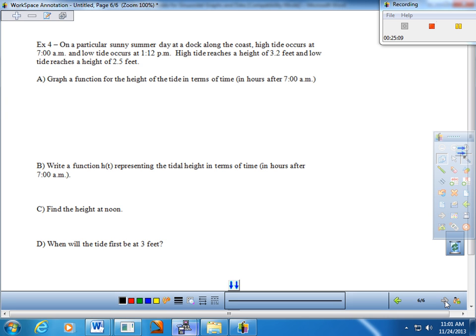Example 4. On a particular sunny summer day at a dock along the coast, high tide occurs at 7 a.m. and low tide occurs at 1:12 p.m. I guess according to the scenario it would be like 1:12 and 30 seconds, but whatever, it's fine. High tide reaches a height of 3.2 feet and low tide reaches a height of 2.5 feet.